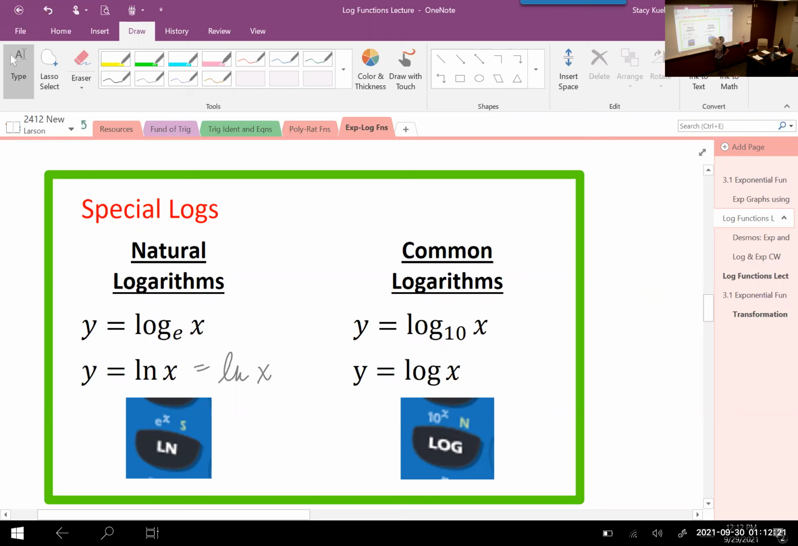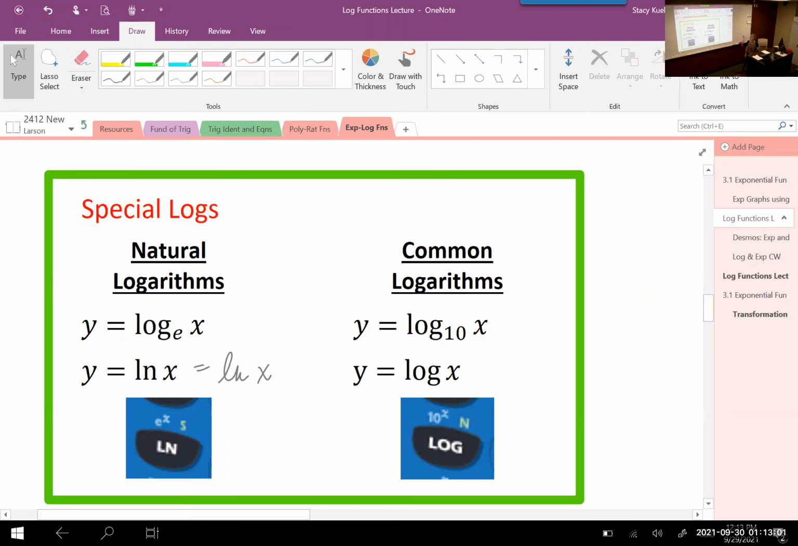The natural log is log base e of x, but we abbreviate that by just ln of x. My ln's will always look like a cursive L, because otherwise it gets a little hard for you to tell whether I'm writing a 1 or an L. So that's the natural log of x. If you look at your graphing calculator, you have an ln button, and above that you'll see e raised to the x power. Those are the two that are related there.